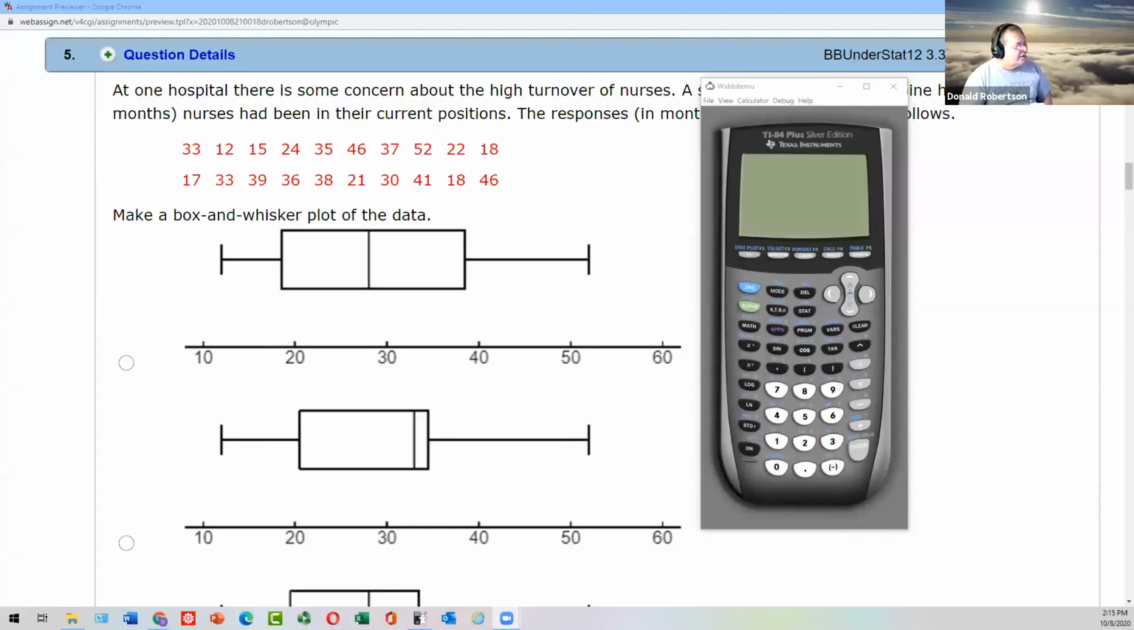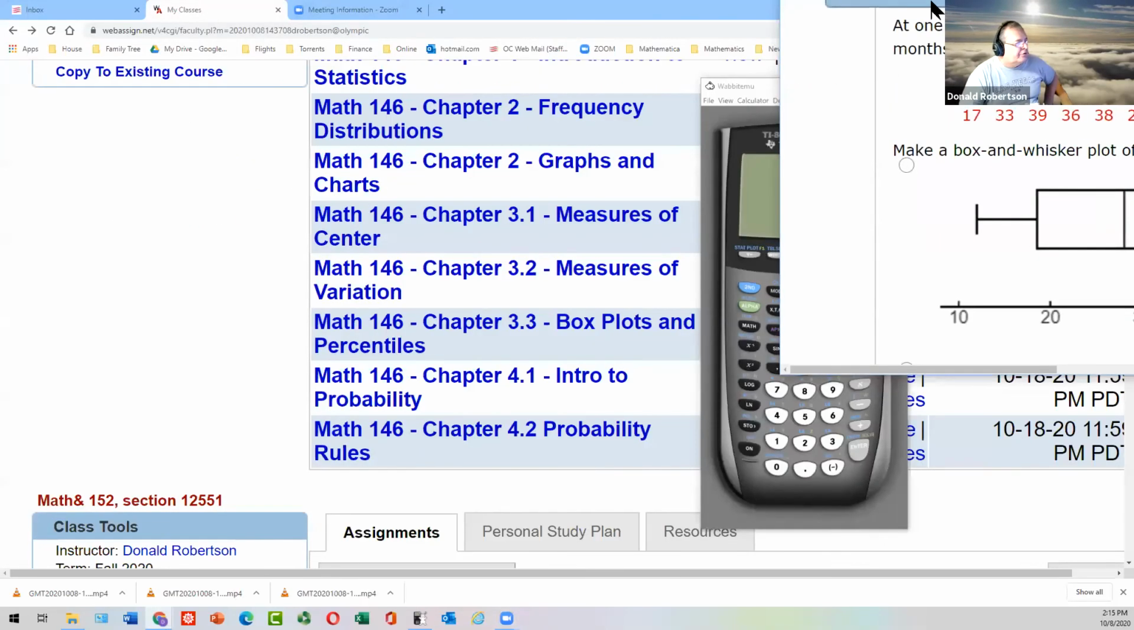In a few seconds, hopefully you'll see what I'm trying to do here. Now, let me tweak this a little bit so everything appears on the screen.